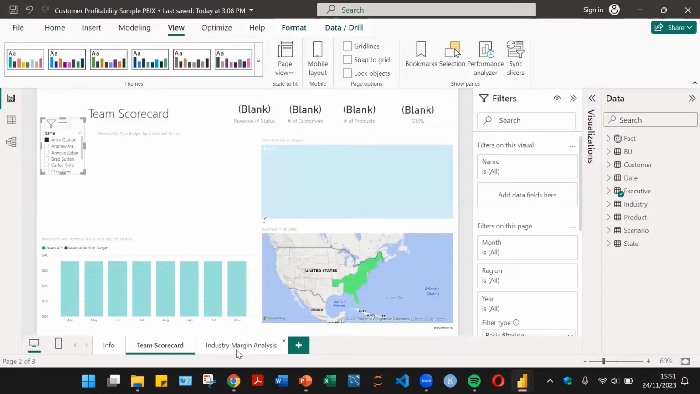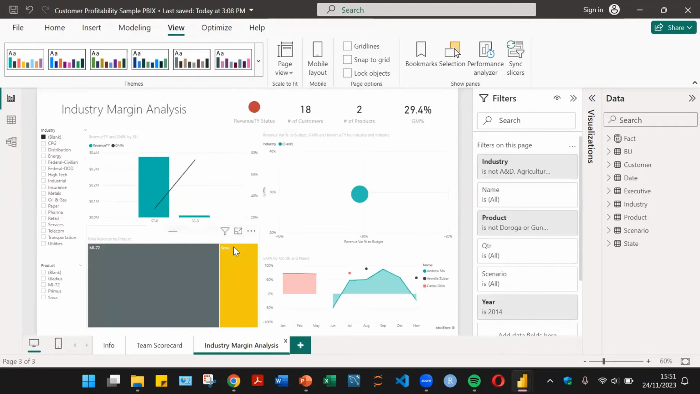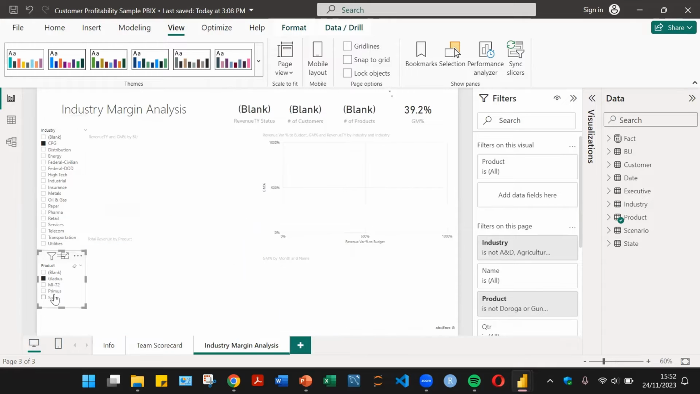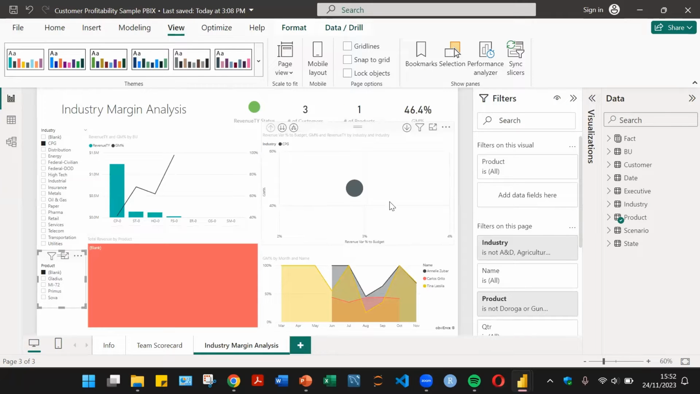Let's look at the second. Let us see the second dashboard where we have industry margin analysis. We have a total of 18 customers, and they are in different industries. We can select the industry we are interested in. We can also select specific entries here, that is products, and we can analyze based on these. That's it for simple analysis.